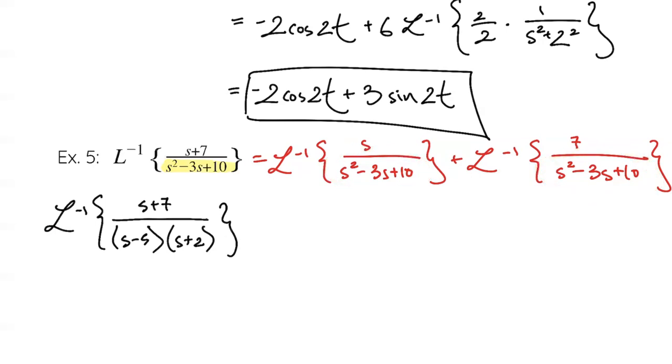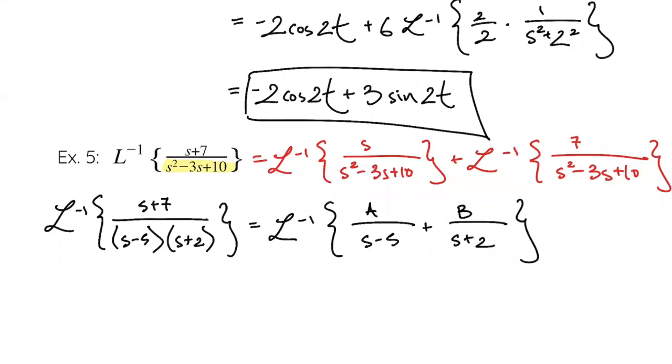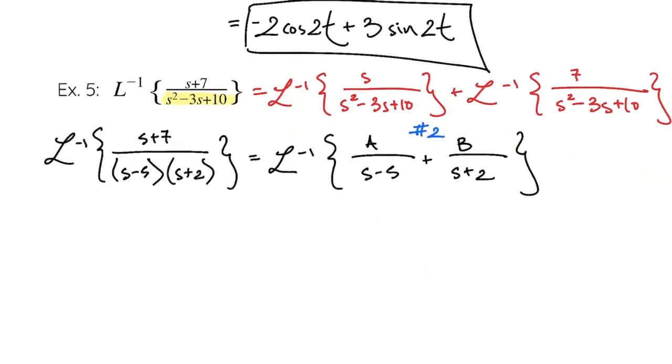And so if we could write this as the inverse Laplace of something over s minus 5 plus something else over s plus 2, now we see that we might be able to match line number 2 in the Laplace transform table, right? If we could do this, we could use line number 2, and that would make our life a lot easier. And so to get to that point, to find our A and B, this is where we're going to bring back that partial fraction decomposition, okay?